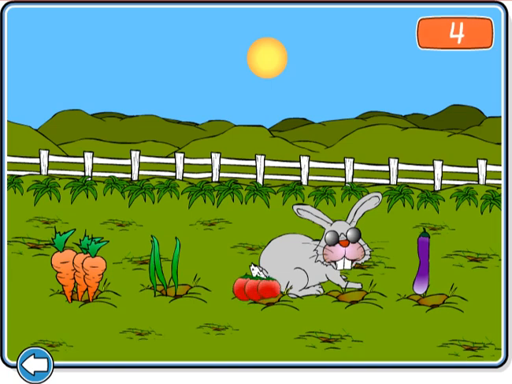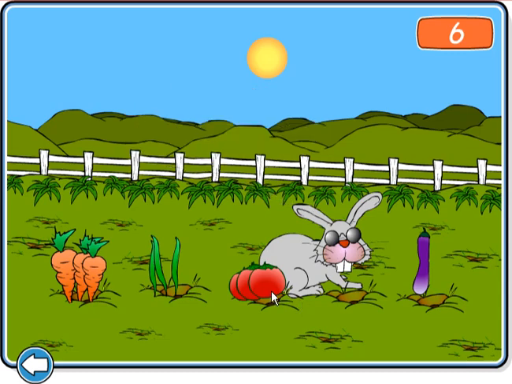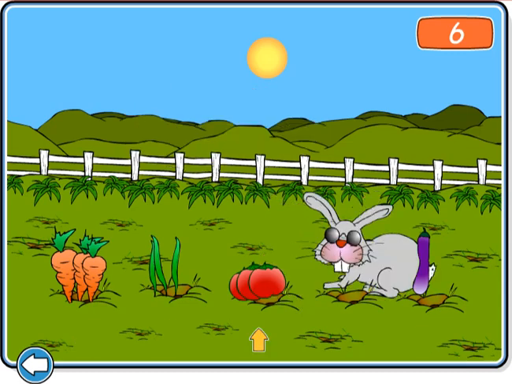Are there any potatoes? No, there are not. There aren't any potatoes. Is there any corn? No, there is not. There isn't any corn. Are there any tomatoes? Yes, there are. There are some tomatoes.